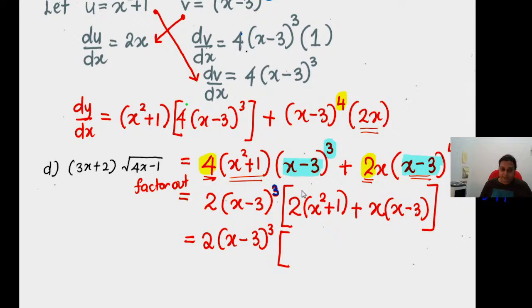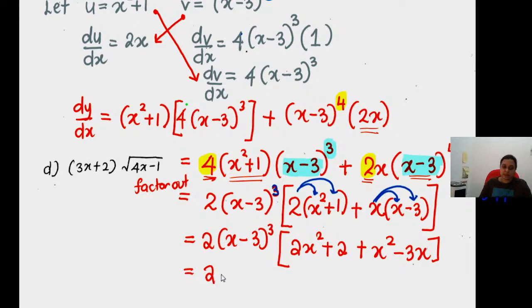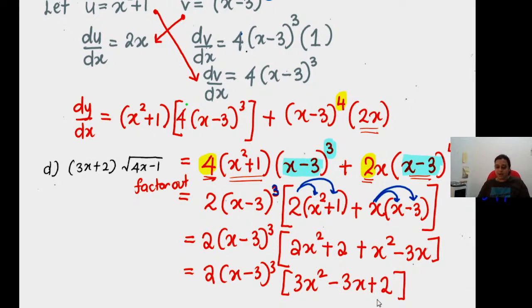So we solve inside already. So this one, you times in, expand everything in. Here also expand in. So we get 2x squared plus 2 plus x squared minus 3x. Let's solve the one inside the bracket. 2x squared plus x squared, we get 3x squared minus 3x plus 2. Usually you can leave your answer up to here. So this is your final answer.